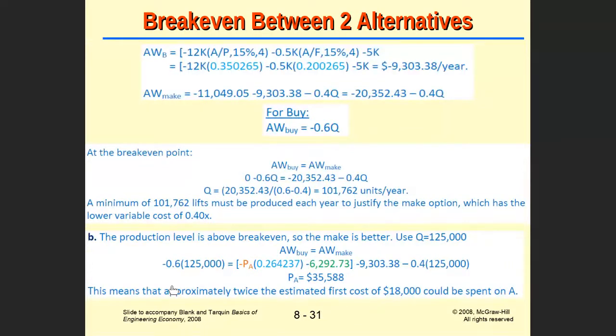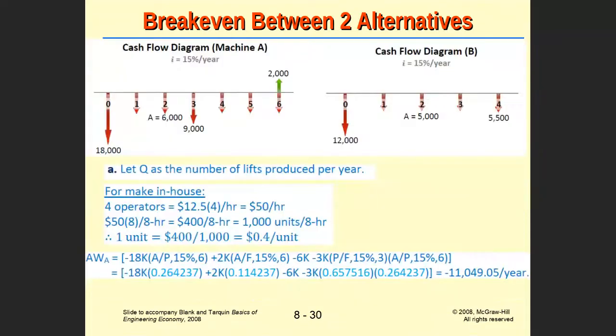So we solve it here and we get the amount that is the maximum that can be used with this production level. Remember, this question asks you to find the maximum you can pay to purchase machine A.